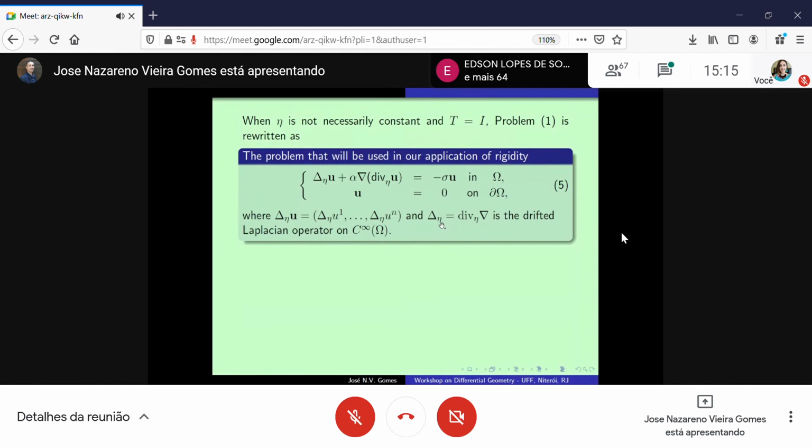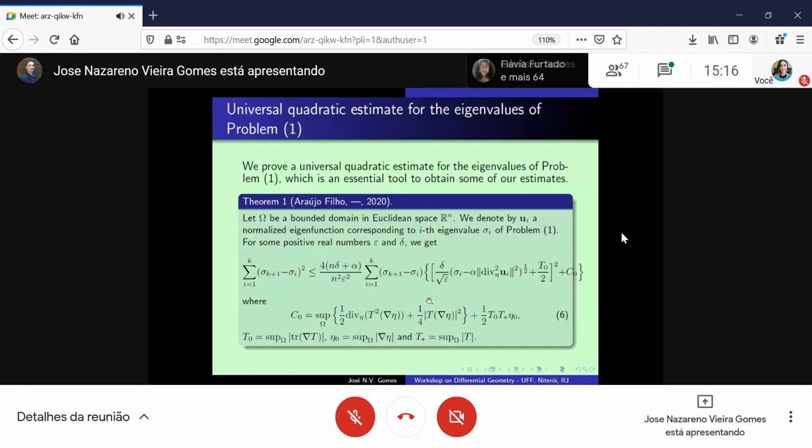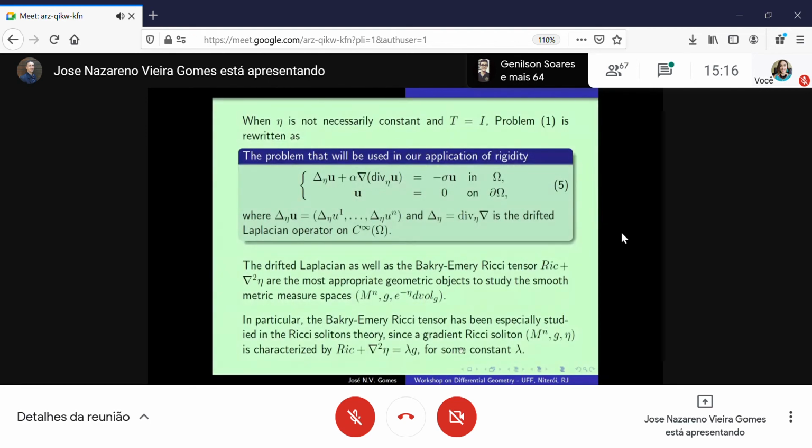Okay. I will use this operator, the differential Laplacian and the background and heat stencil, which are the most appropriate geometric objects to study the smooth measure space, especially in gradient Ricci solitons, because a gradient Ricci soliton is characterized by this equation.